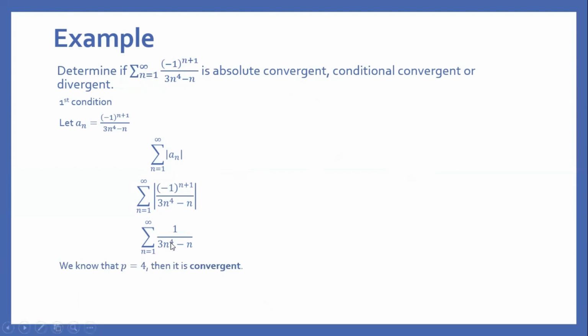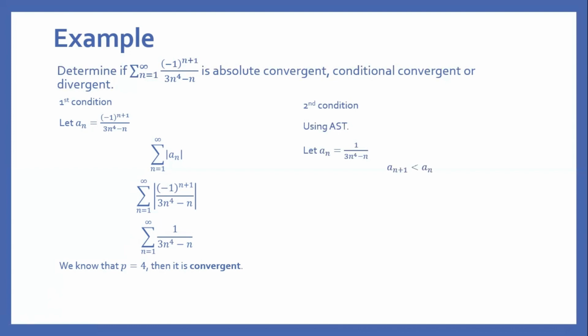Then, kunin lang natin ito, no? Ginamit lang natin dito yung p-series. Next, for the second condition naman, by using the alternating series test, let a sub n equals 1 over 3n raised to 4 minus n.